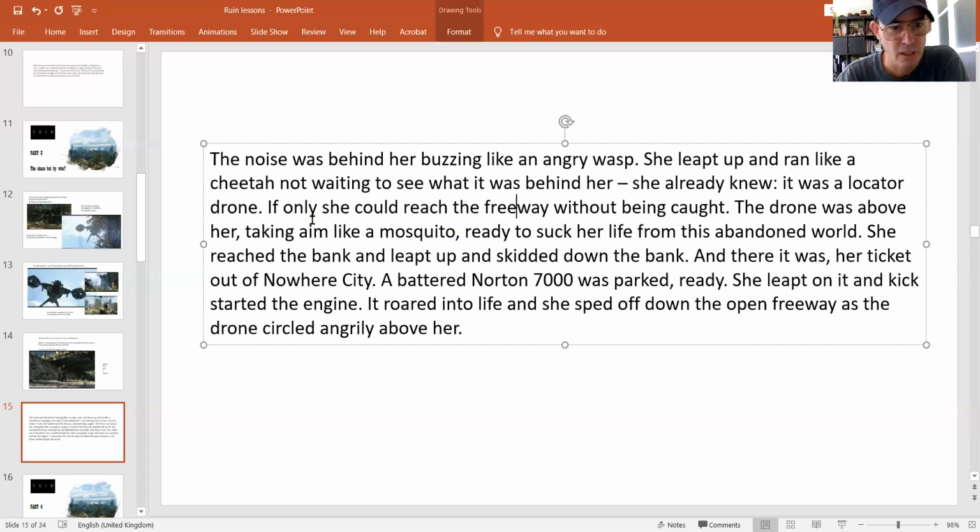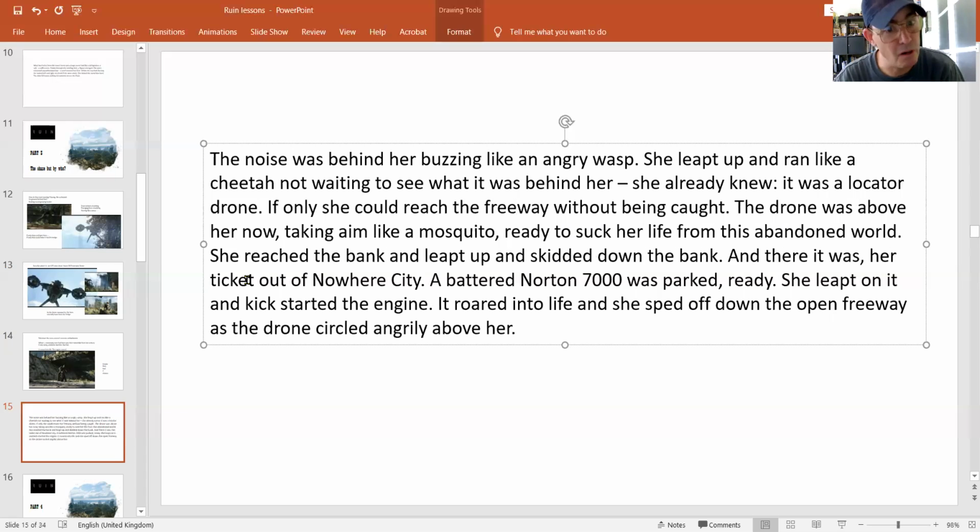It was a locator drone. If only she could reach the freeway without being caught. The drone was above her. Let's have it now as if it's moved. The drone was above her now, taking aim like a mosquito, ready to suck her life from this abandoned world. Taste it. She reached the bank and leapt.